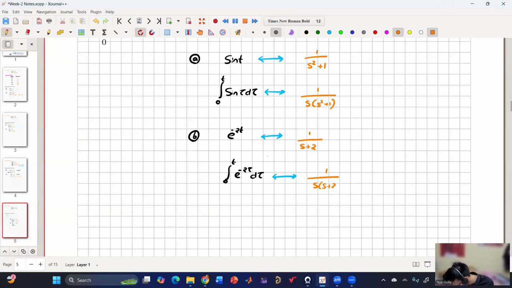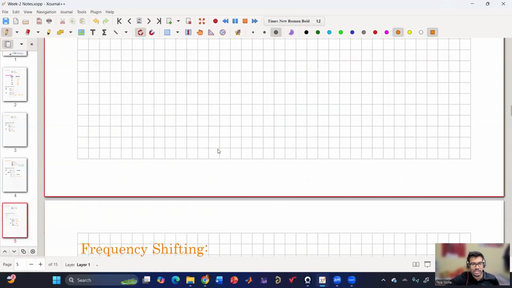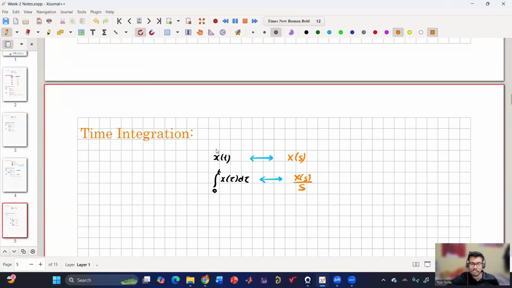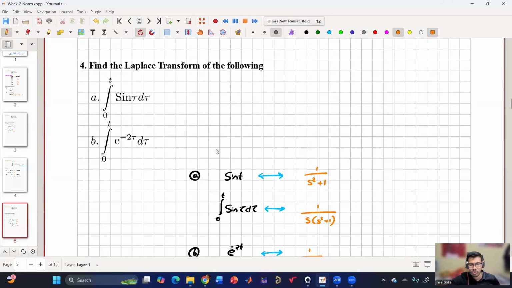So this is how we can calculate the Laplace transform of any function that has an integral, which is x of s by s. So this is the time integration. We have discussed time differentiation, time integration, time scaling, as well as time shifting, four on the time side.